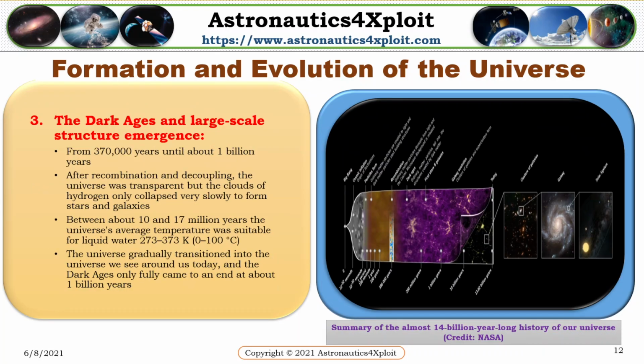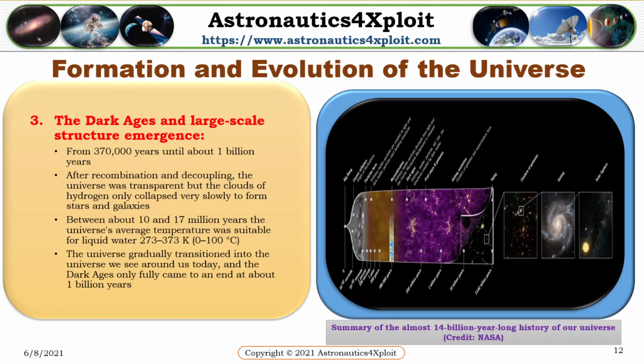The dark ages and large-scale structure emergence, and this occurred from 370,000 years until about 1 billion years. After recombination and decoupling, the universe was transparent, but the clouds of hydrogen only collapsed very slowly in order to form stars and galaxies. Between about 10 and 17 million years, the universe's average temperature was suitable for liquid water, 273 to 373 Kelvin, that is 0 to 100 degrees Celsius.